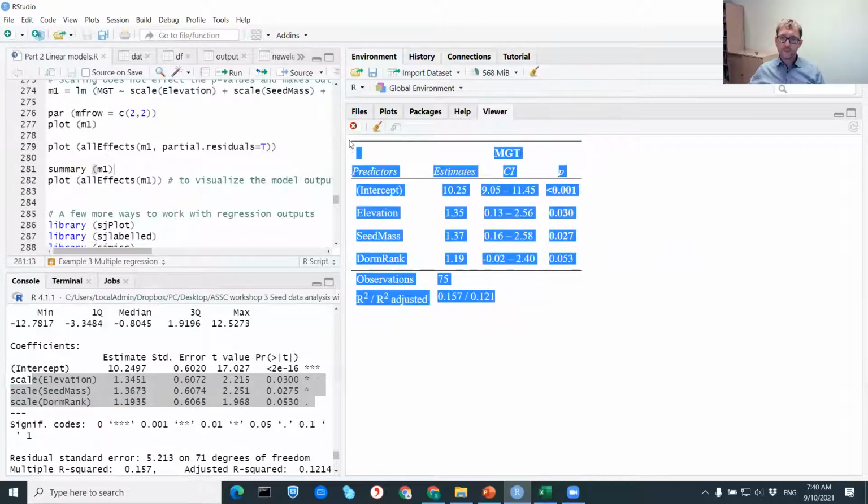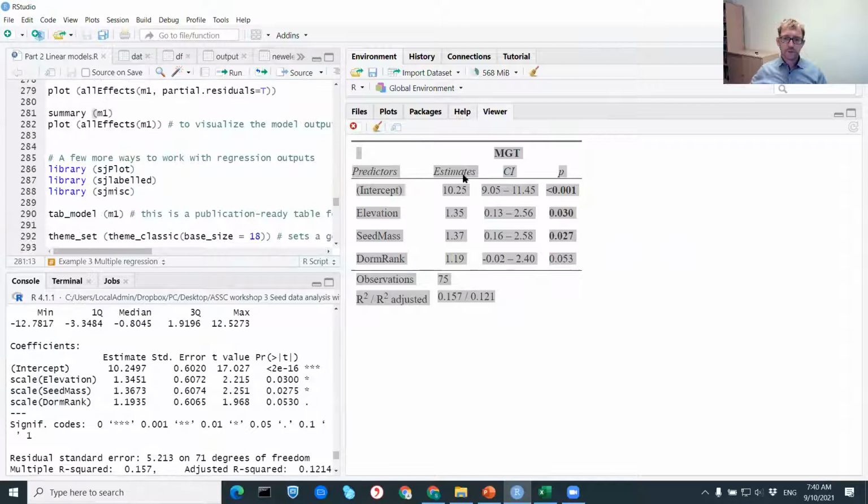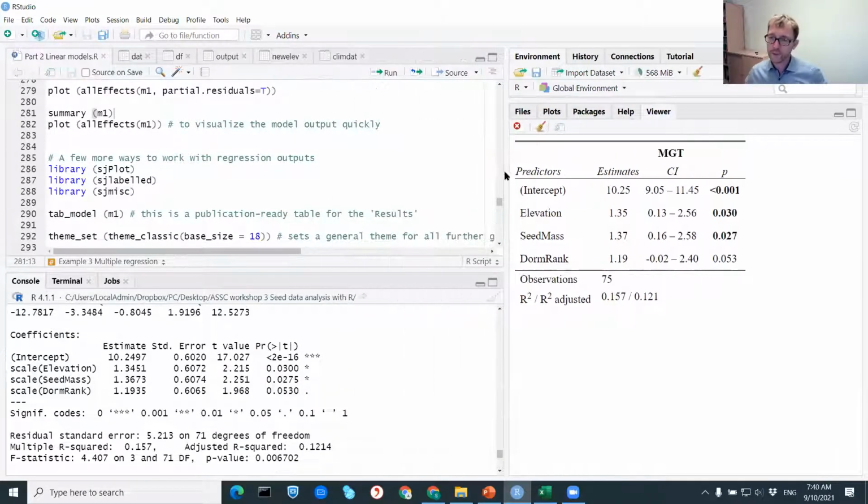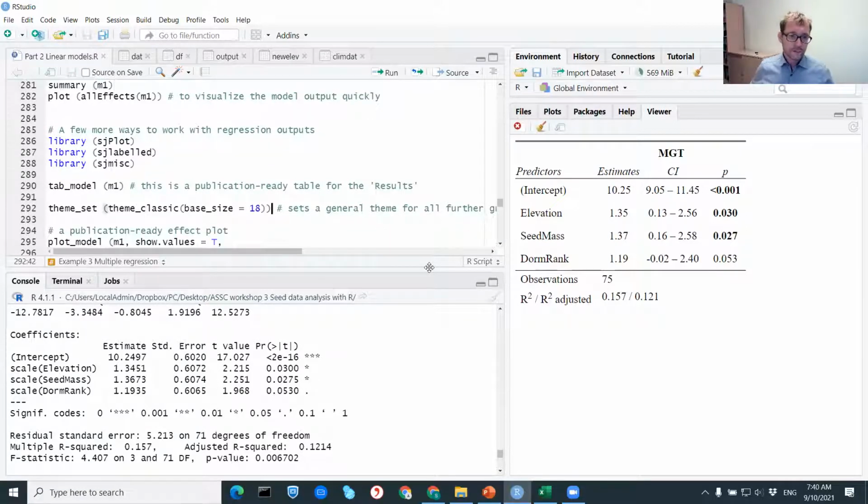You can simply copy it and paste it in an Excel, whatever. Please explore this function further. You can actually adjust basically all the elements in the table. You could, for example, report standard errors instead of confidence intervals if you like. You can also make a very nice effect plot based on the model.